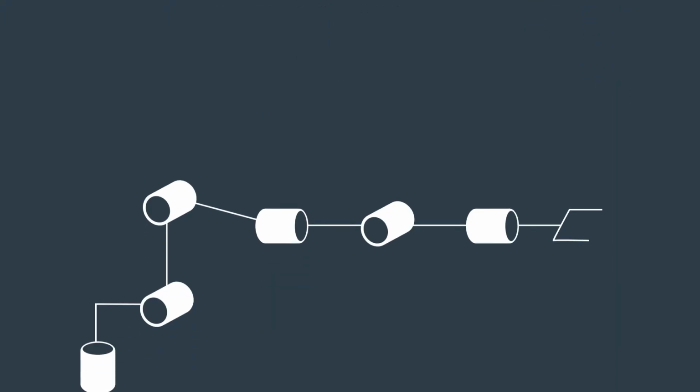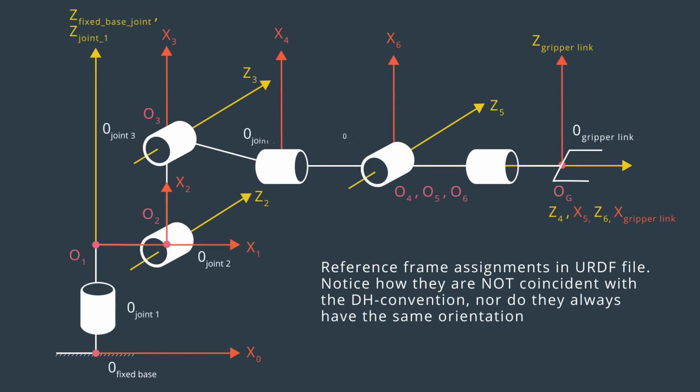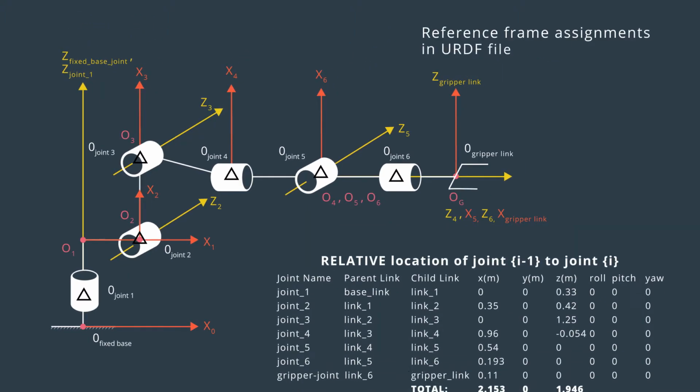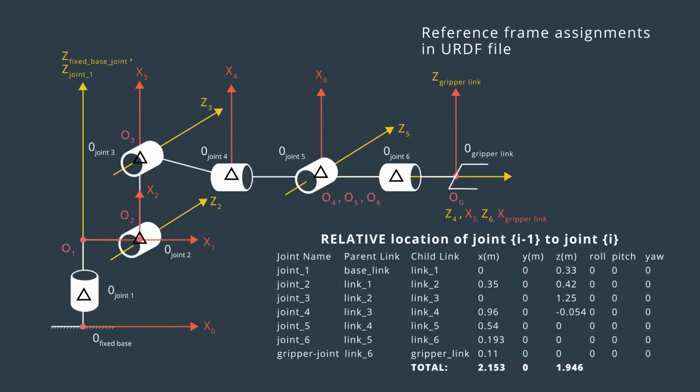frames. Here, I show the joint reference frame origins, indicated by black triangles, and orientations as they appear in the URDF. To keep the drawing from being horribly cluttered, I only show the origins of the DH parameter frames as a point of comparison. The other thing you need to recognize about the URDF file is that each joint is defined relative to its parent. For example, to get from joint 1 to joint 2, you have to translate 0.35 meters in the x direction and 0.42 meters in the z direction.